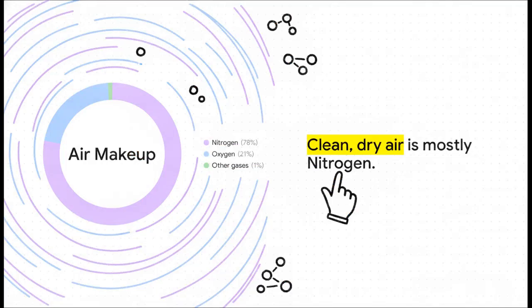Now, if I asked you what gas you're breathing mostly right now, you'd probably say oxygen, right? Well, clean, dry air is actually a massive 78% nitrogen. Oxygen makes up just 21%, with other gases like carbon dioxide making up just about 1%. It's a great reminder that our environment is often composed a lot differently than our basic intuition suggests.